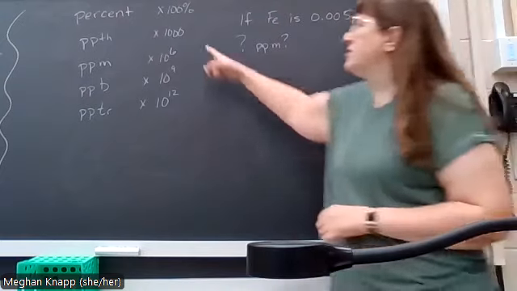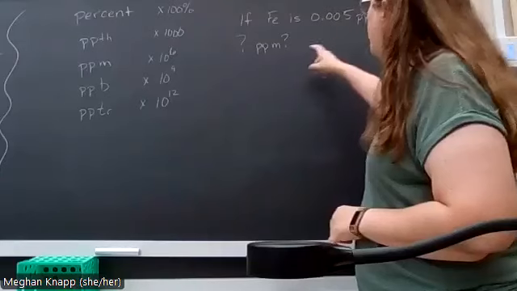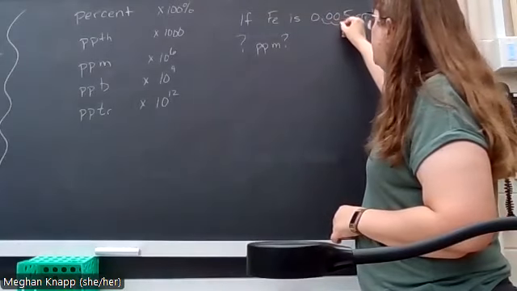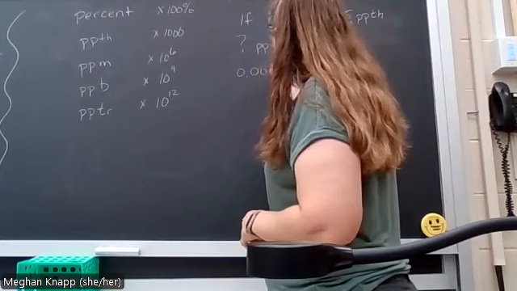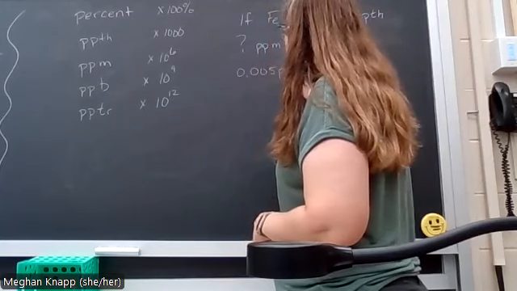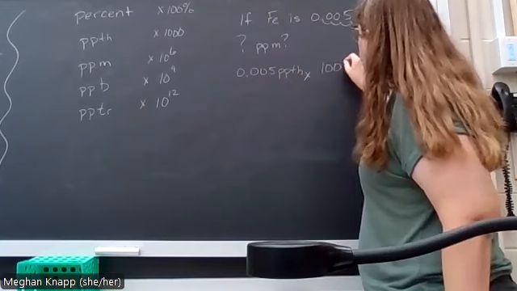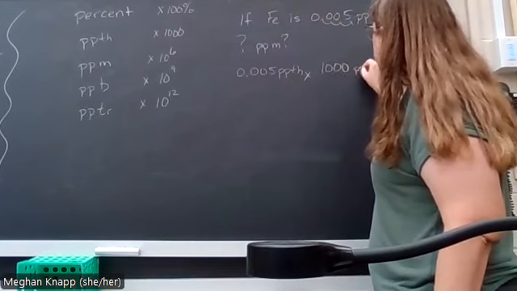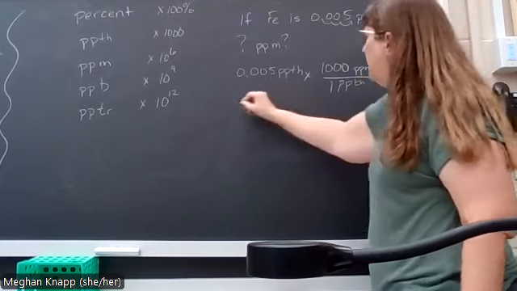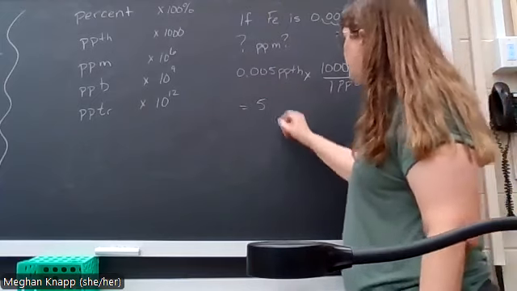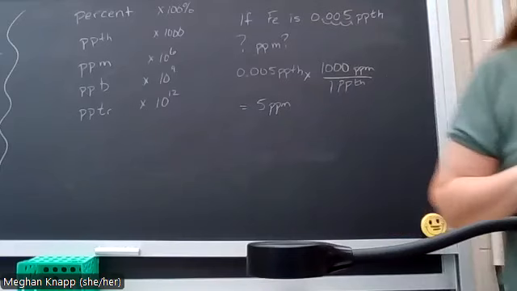So going from 1,000 to 1,000,000 is 3 orders of magnitude. Okay, and so we are just going to move this 1, 2, 3, or we can say 0.005 parts per 1,000 times 1,000 parts per million in 1 part per 1,000. And that is equal to 5 million. Okay, so you can go back and forth between those.